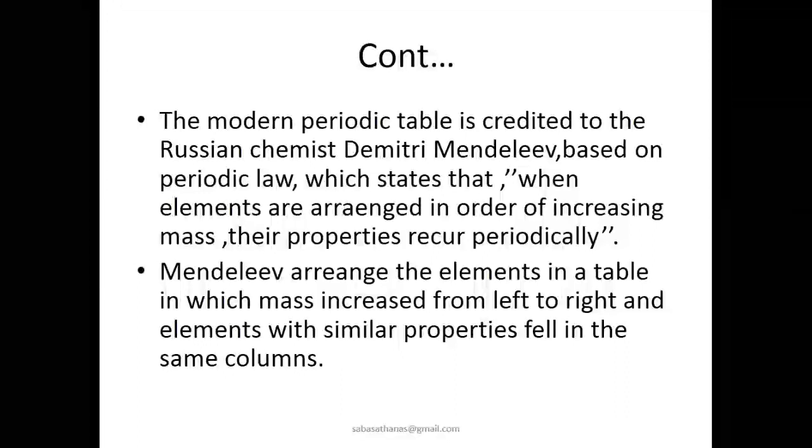Mendeleev arranged the elements in a table in which mass increased from left to right, and the elements with similar properties fell in the same columns.